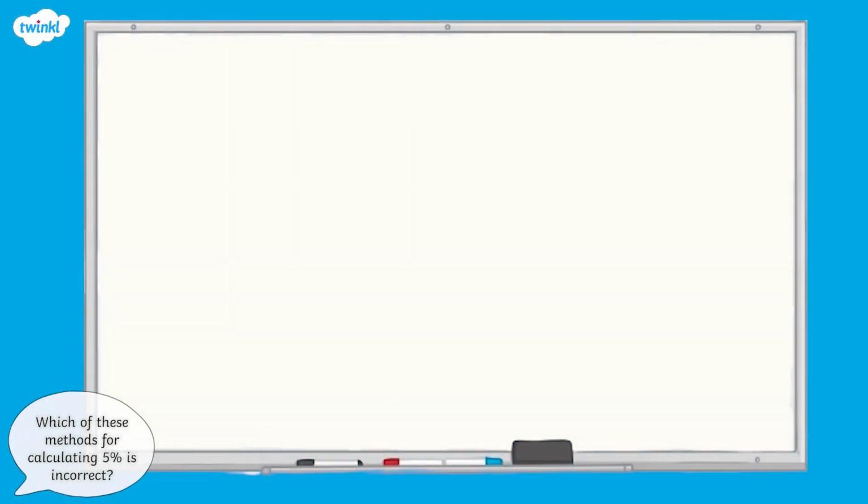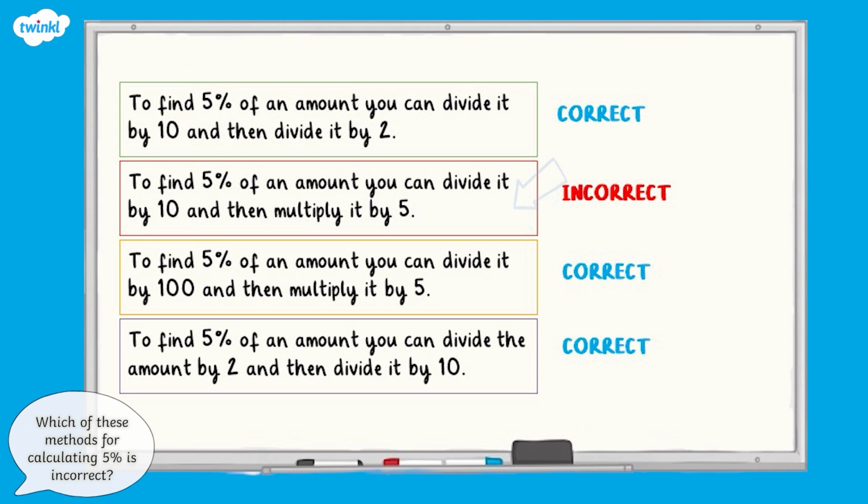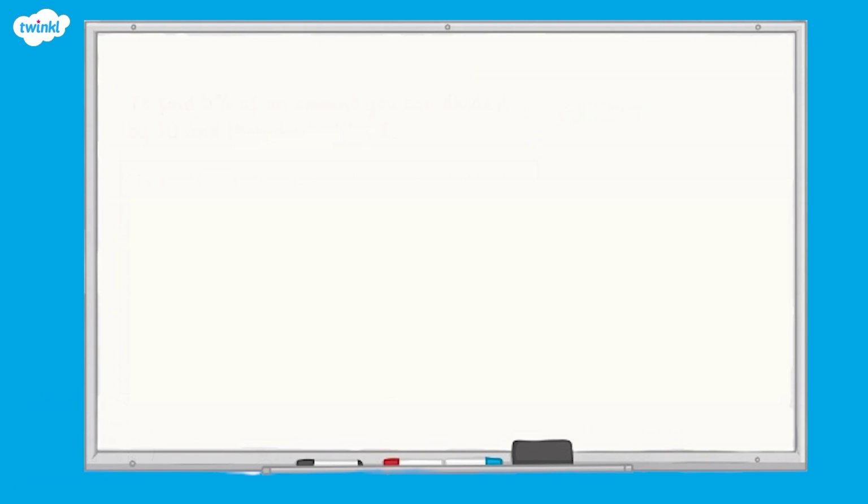Now it's time for a challenge. Which of these methods to calculate 5% are incorrect? All of the statements were correct except the one in the red box. If you divide an amount by 10, this would give you 10%, and then multiplying it by 5 would give you 50%, not 5%. All the others are acceptable ways of calculating 5%.